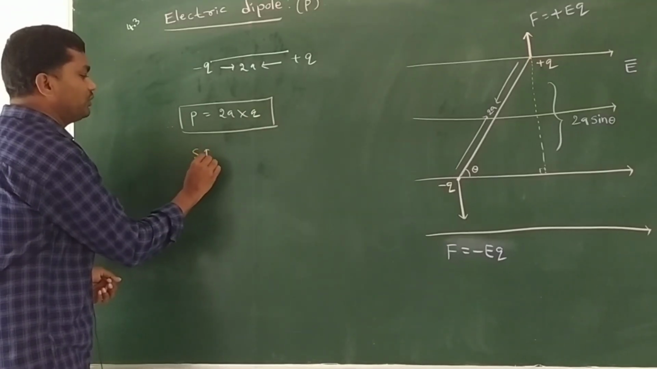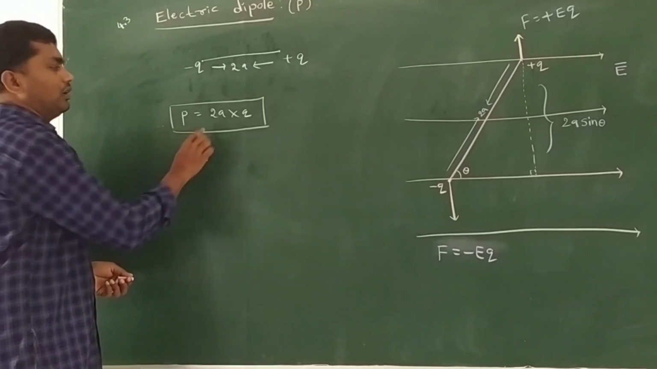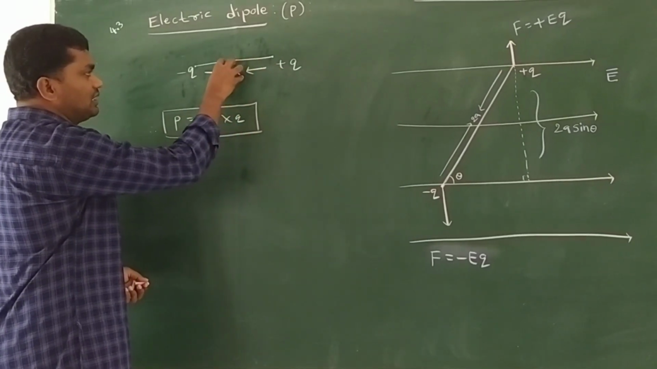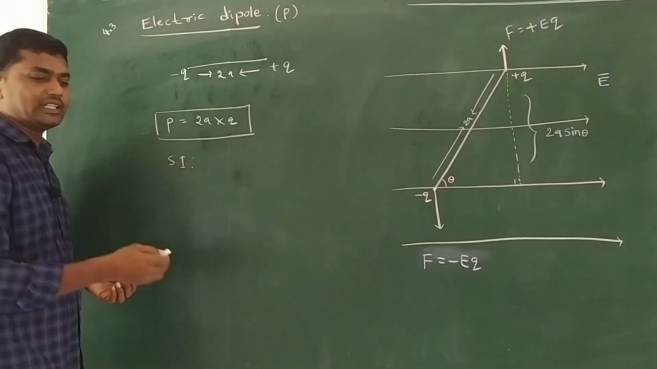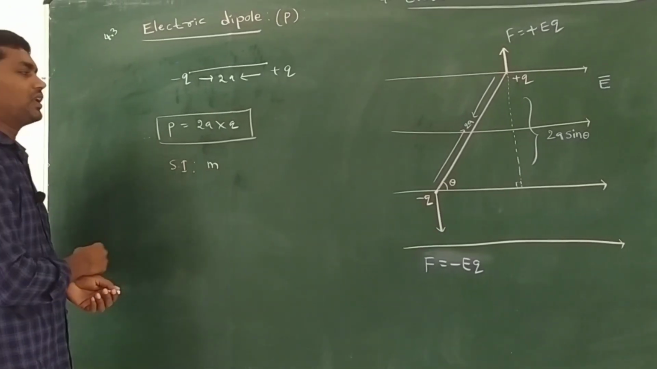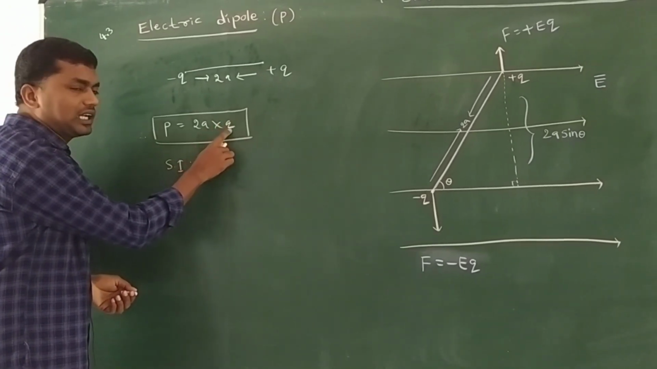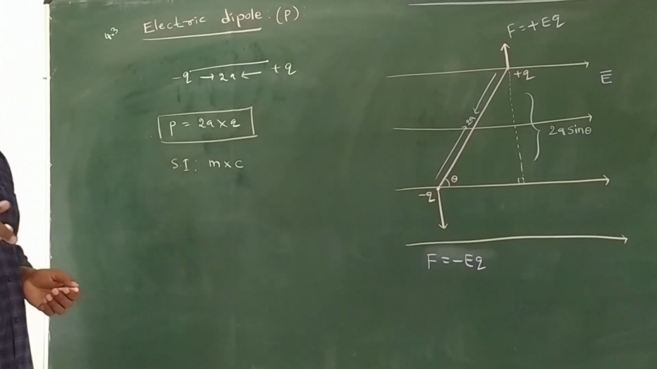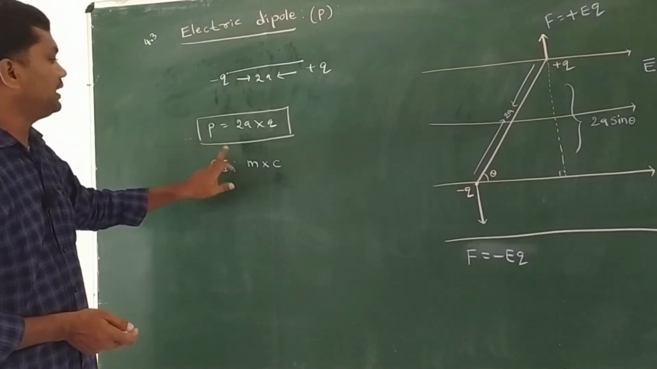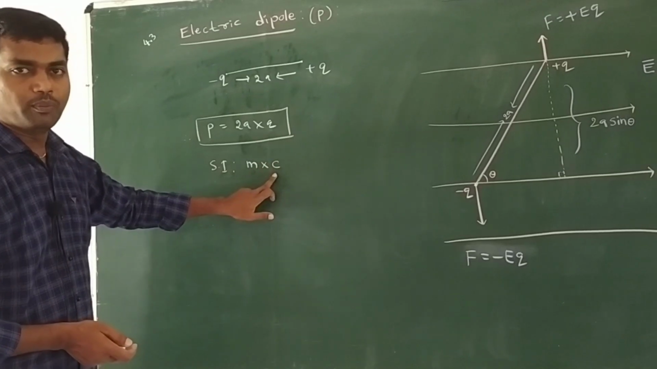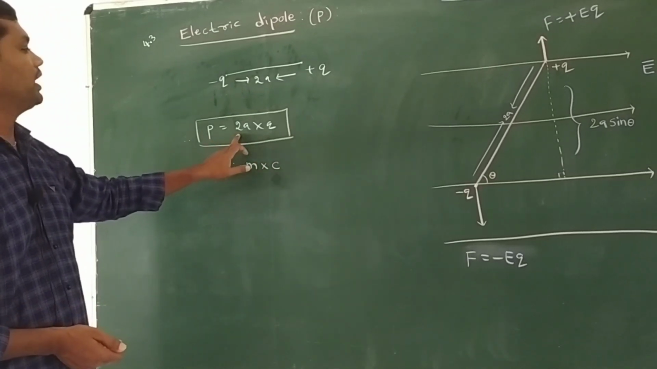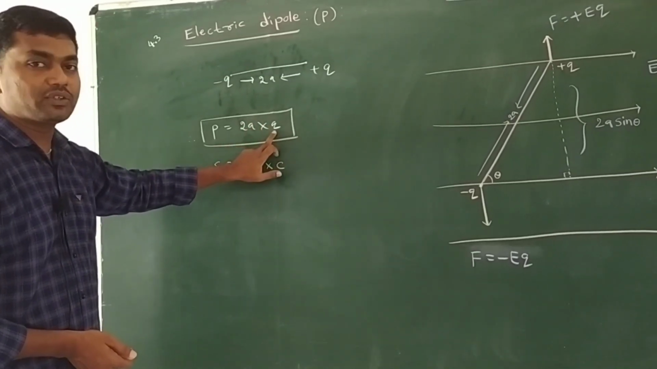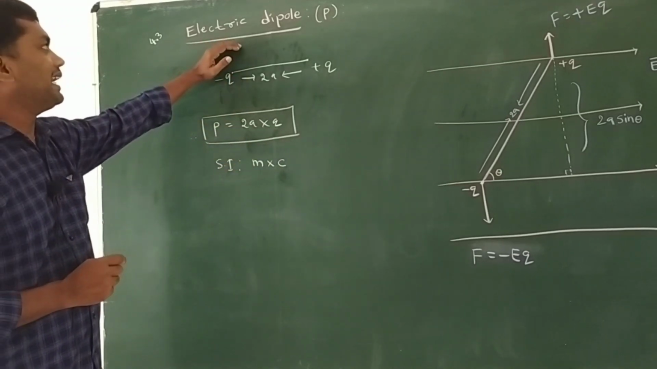Next, the SI unit of electric dipole. 2a is the distance between the two charges, minus q and plus q, so the SI unit of distance is meters. Next, the magnitude of charge: the SI unit of charge is coulomb. So the SI unit of electric dipole is meter coulomb. The equation is P equal to 2a into q, the distance between two equal and opposite charges times the magnitude of the charge.